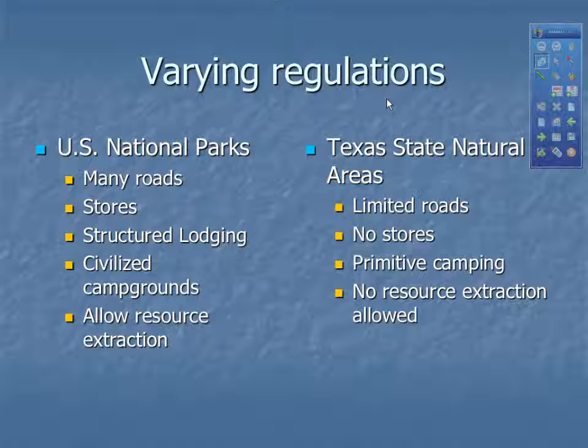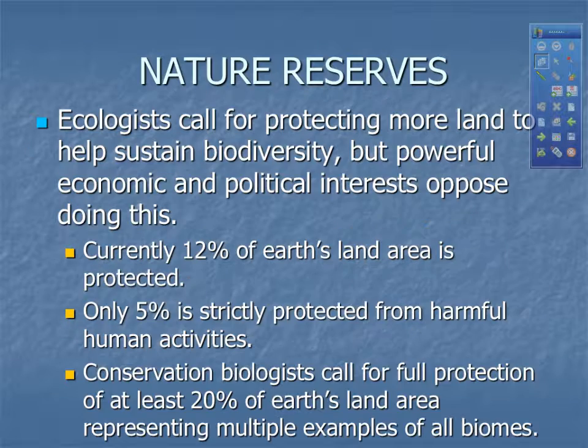And so there's a lot of argument right now about whether all that should be allowed on national parks or whether it should be more protected. Texas state natural areas have more limited roads. They don't have a lot of buildings, very primitive camping, so you can't drive your camper in there. There's no hookup for your camper, but you can go set a tent up, and then no resource extraction allowed. So much better as far as an environmentalist standpoint.